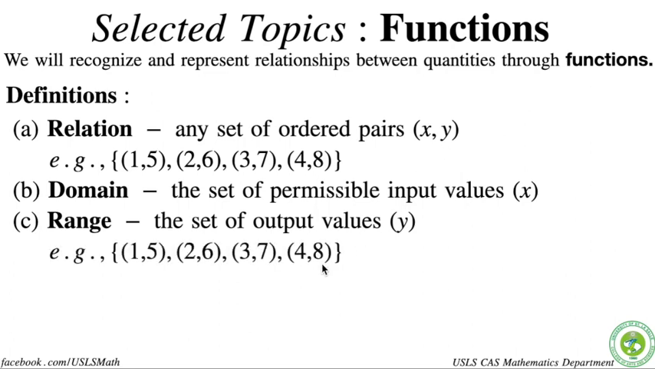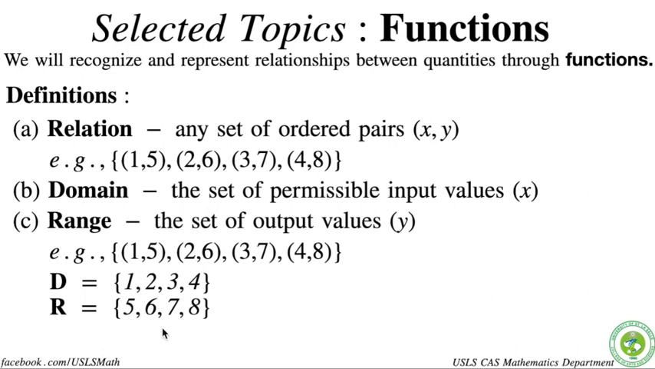Okay, so if we're going to use the same example here, and we're going to denote the domain as the capital letter D, we can think of the domain here as the numbers 1, 2, 3, and 4. So we can write it as follows: D is equal to {1, 2, 3, 4}. In our range, we can denote that as a capital letter R. And going here again, we can see that our range has the values of 5, 6, 7, and 8. So we have R equals {5, 6, 7, 8}. So that's the relation, the domain, the range.